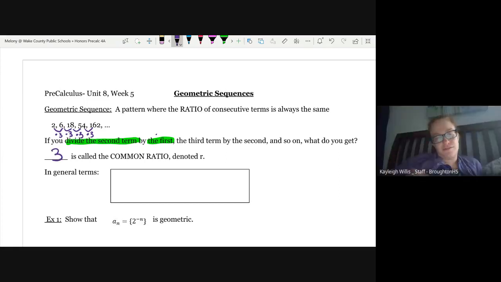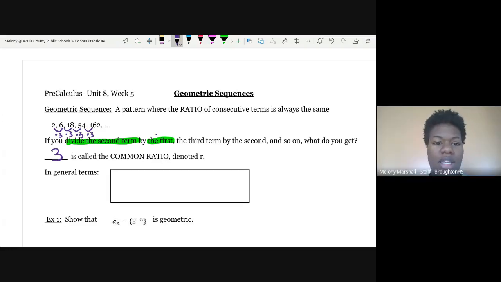So what does that pretty much mean? You're dividing by the number in front, right? Right, exactly. You literally just divide by the number in front. So you could do 6 divided by 2. So we're just going to go backwards. 6 divided by 2, or 18 divided by 6, or 54 divided by 18. Either way, you end up getting the answer 3. And so that is what we consider our common ratio.